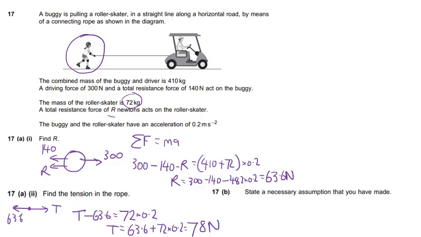And then part B, state a necessary assumption that you have made. Well, there's a few things about that rope that you could say: it's got no mass or it's inextensible. So if it's inextensible, it means that all of that force is going into pulling the roller skater rather than that force going into stretching the cable.